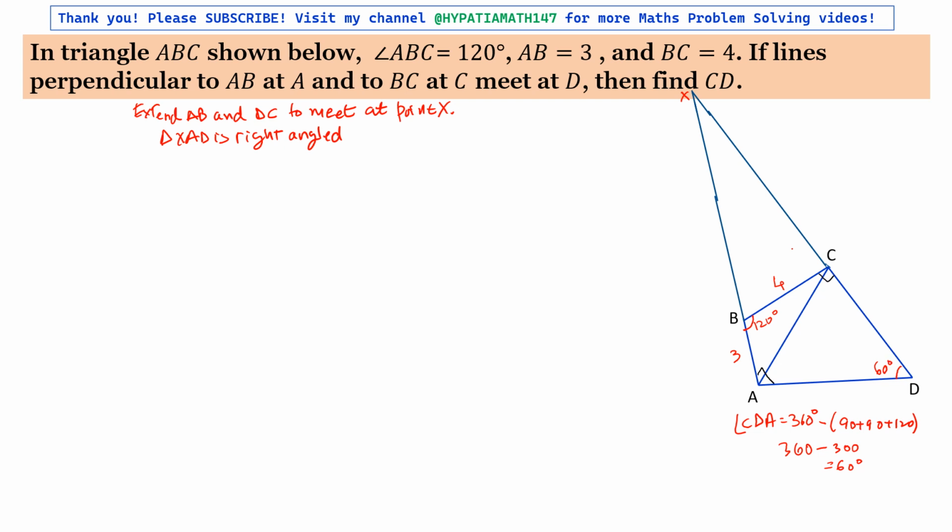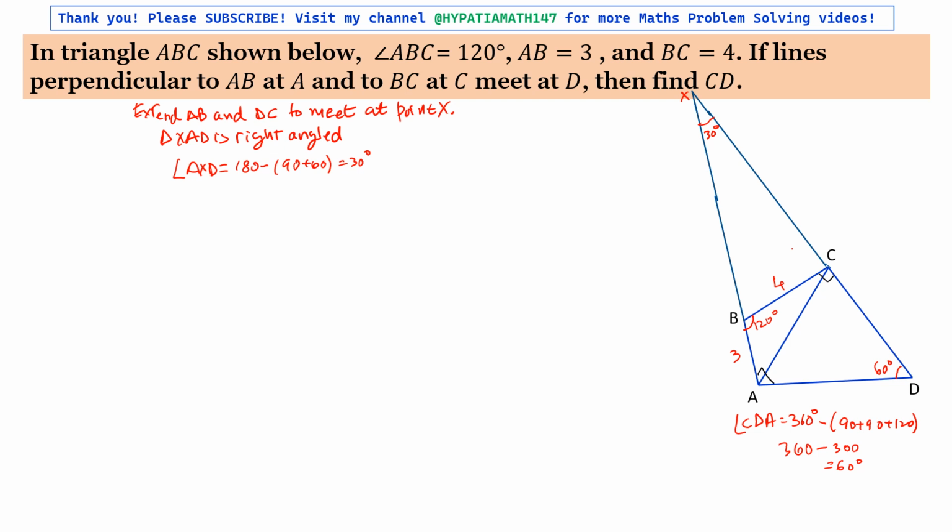So once we have that 60 degrees, you see we have a 30, 60, 90 right angle triangle. Now where is the 30 degrees? Of course the 30 degrees is here. Angle AXD would equal 180 minus 90 plus 60, that is 180 minus 150, 30 degrees. So we got our 30 degrees here.